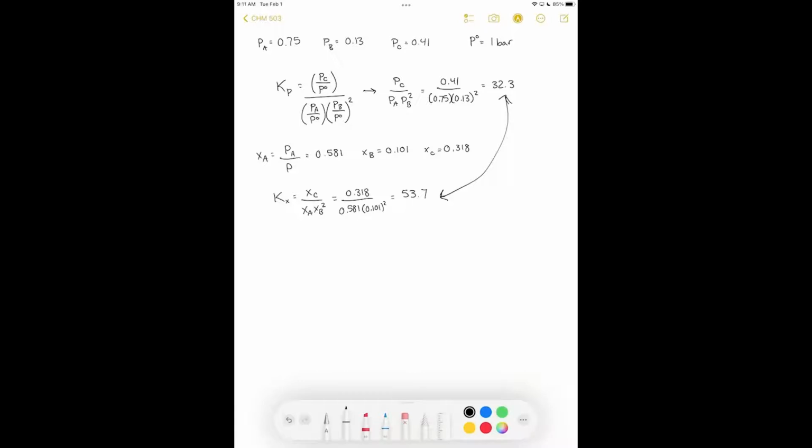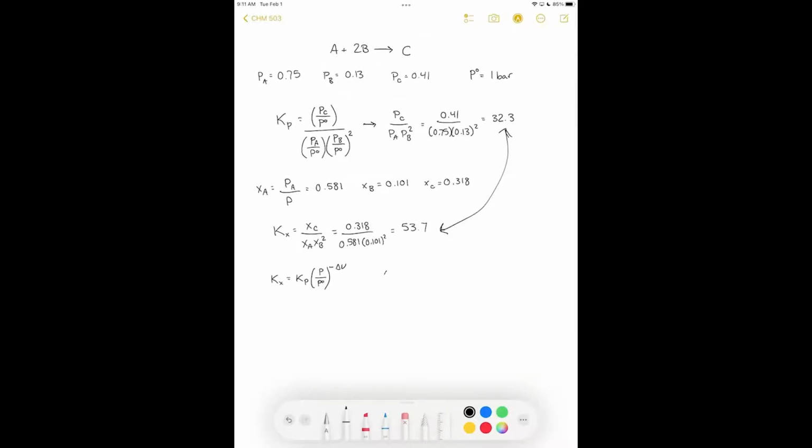However, these 2 equilibrium constants are related, and if we did the same math that we just did using variables instead of numbers, we would find that we can relate the 2. So the equilibrium constant based on the mole fraction is equal to the equilibrium constant based on the partial pressure times the total pressure divided by the standard pressure P naught raised to the negative delta nu, where delta nu is the difference in stoichiometric coefficients. So for our reaction here, delta nu is equal to 1 from C minus the 1 from A minus the 2 from B, which is -2.